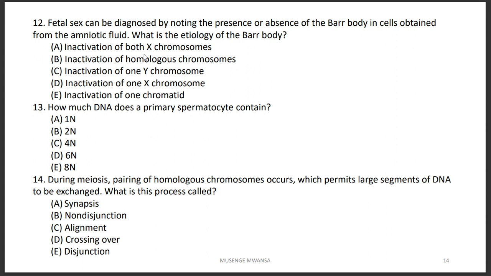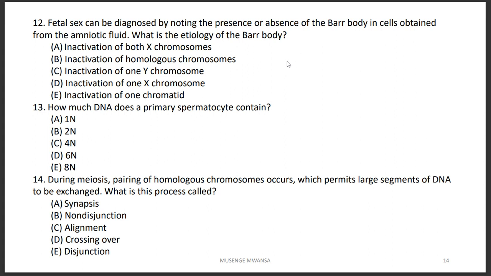Female sex can be diagnosed by noting the presence or absence of the Barr body in cells obtained from the amniotic fluid. What is the etiology of the Barr body? So a Barr body is simply the inactivation of an X chromosome. You know that in a male, you are going to form X and Y. So since you only have one X and one Y, you don't have a Barr body in a male. But in a female, you are going to have X, X, X, X, four of them. So what happens is that three of them are going to be inactivated because only one is going to be able to work. So there are three Barr bodies.